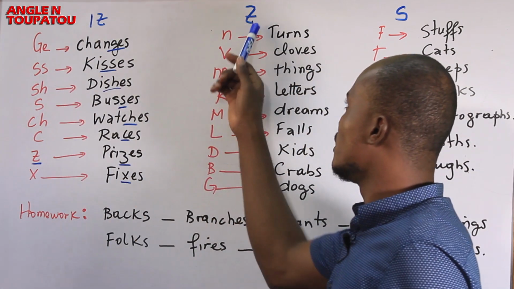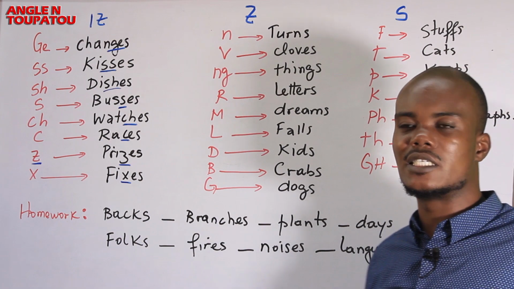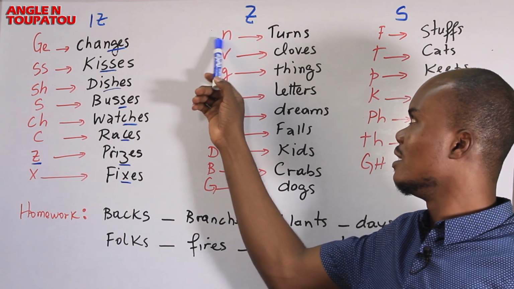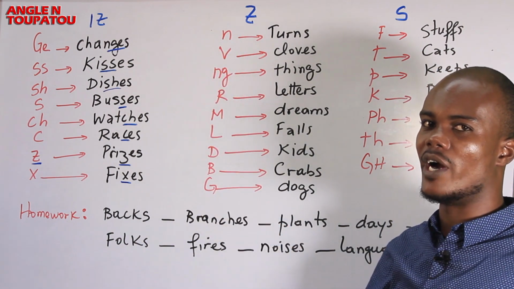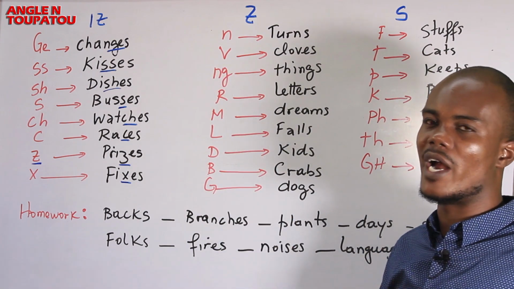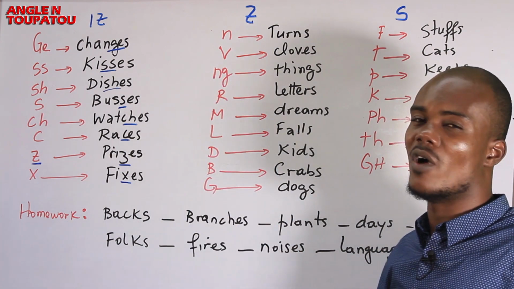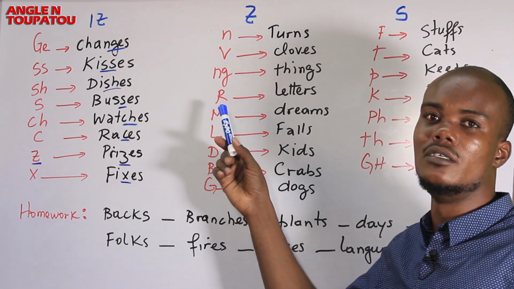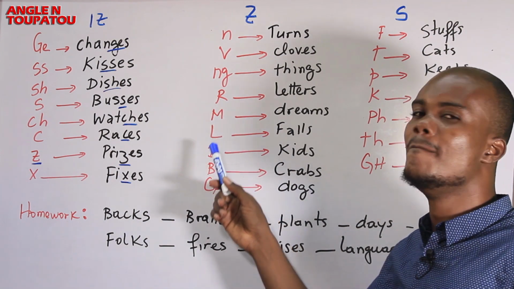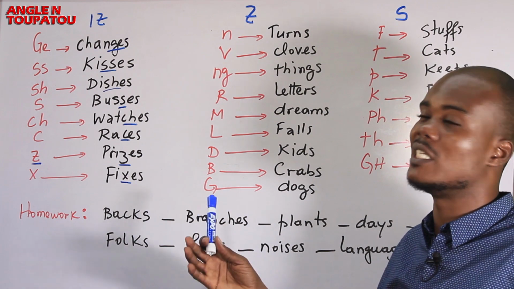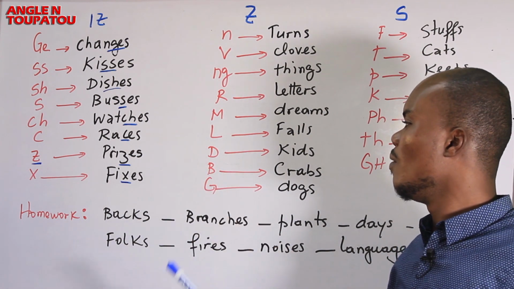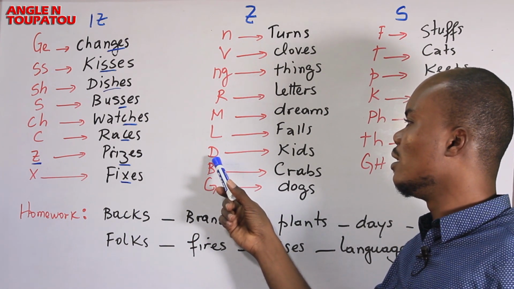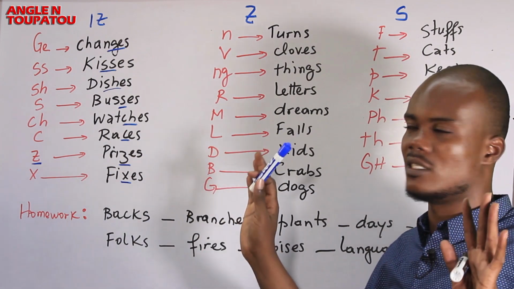Okay. And now let's go for the Z sound, as in N before S, V before S, R before S, and D, etc. I'm talking about sound, okay.